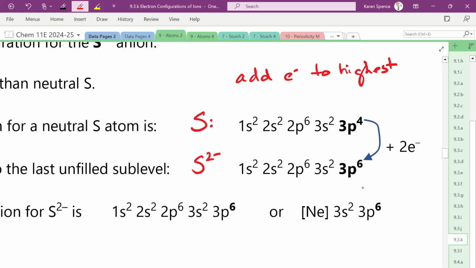And you'll notice that we fill up so that all of this would be equal to row 3, argon. So it's the same as argon.